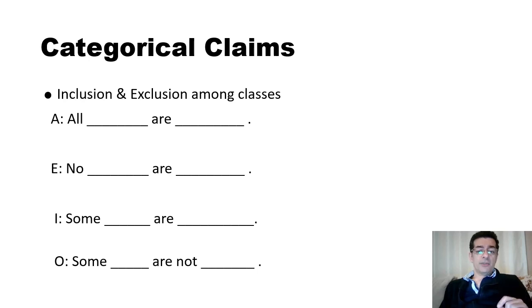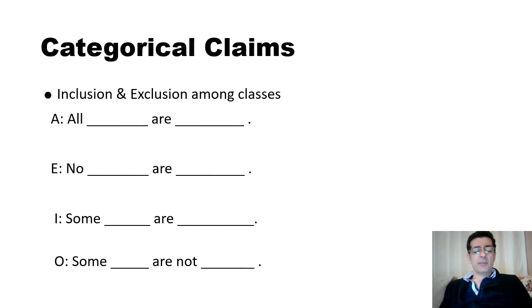Now, on the screen, you see some sentences with some blanks. What are they? The first one, A: all blank are blank. Two, which is marked E: no blank are blank. I: some blank are blank. And O: some blank are not blank. Now, why am I using the word blank so much? Because we need to use it, and you'll see how we'll use it in a minute.